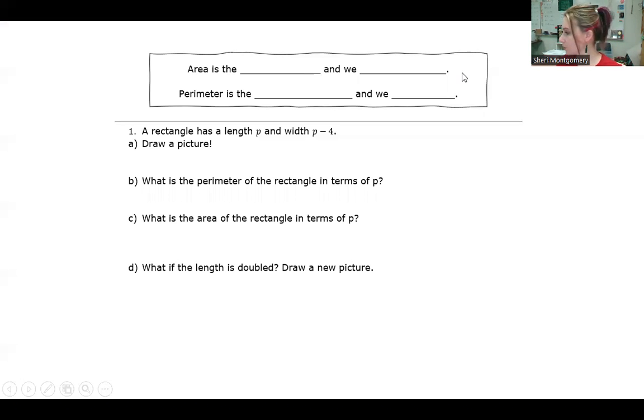All right, we are going to begin. Does anybody remember the difference in area and perimeter? What's area describing? Inside, yep. And that is the word that I'm looking for. Area is the inside. Perimeter is outside. And when we look for area, the operation that we use is multiply. And when we look for perimeter, what operation do we use? Add, very good.